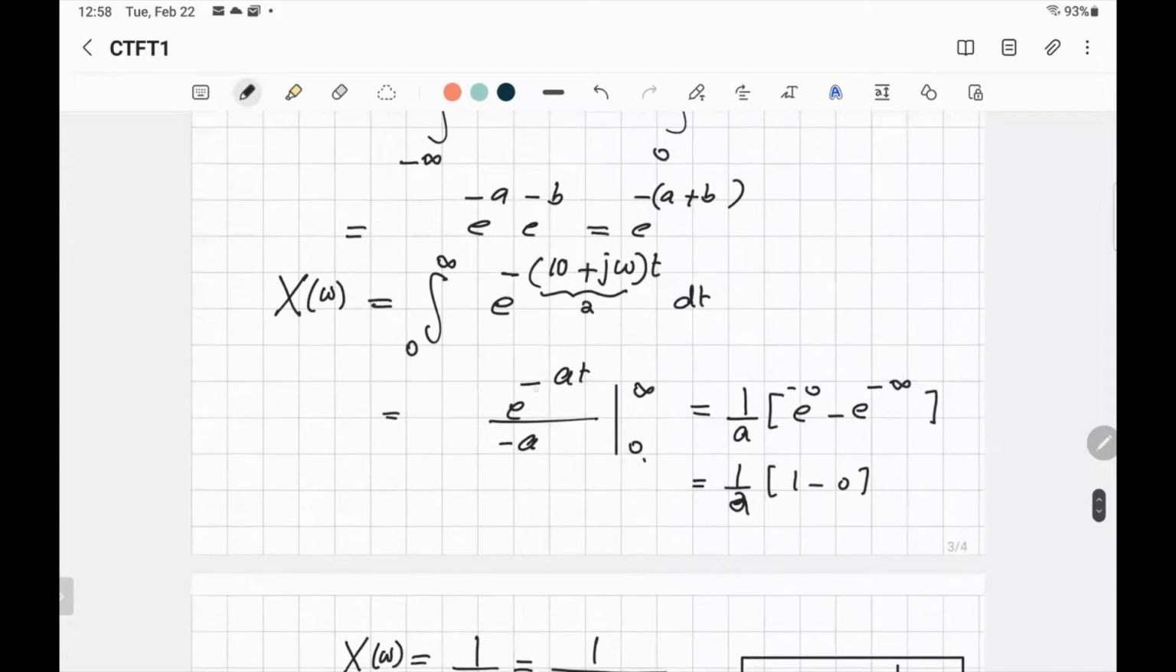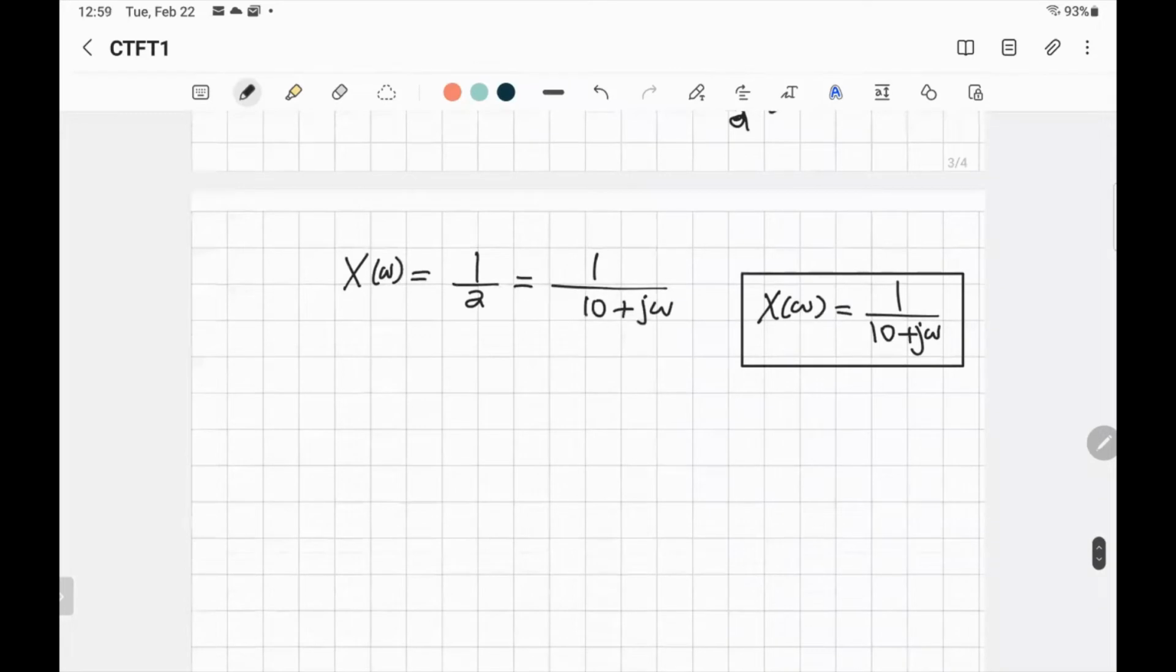Oh, no. I said that's negative a. I didn't say a equals negative. You see, this is e to the minus at, so I took the negative out. I didn't call all of this a. I only called 10 plus j omega a. So when I substitute here, what do I have? The integration of e to the minus at, over minus a. Right. Good question, because a negative sign can make a big difference. Now I have X of omega equal to 1 over 10 plus j omega.